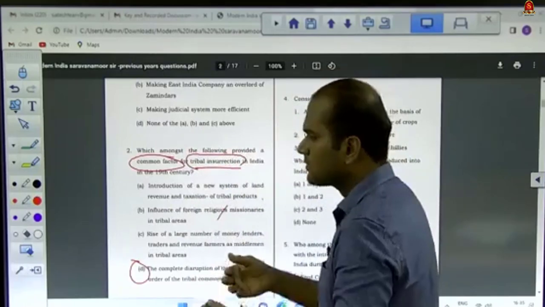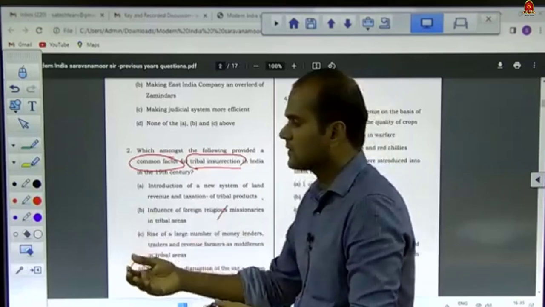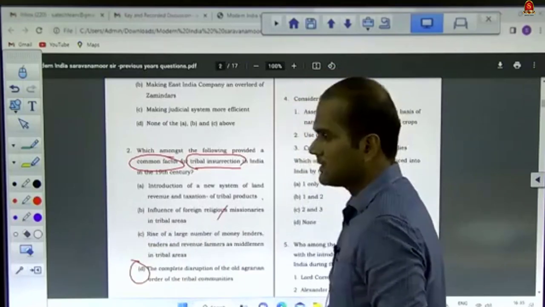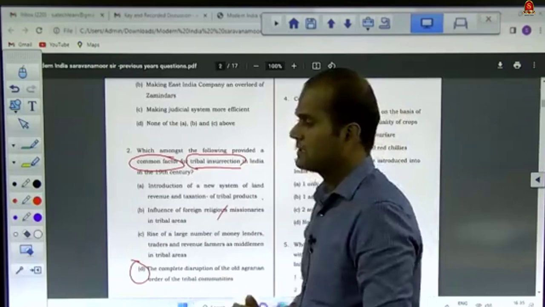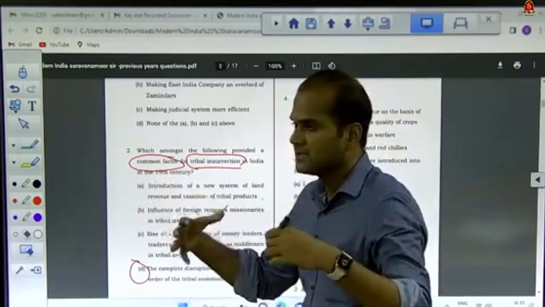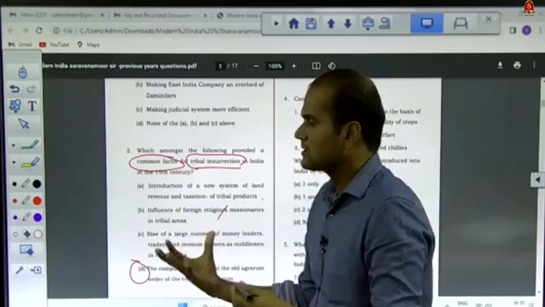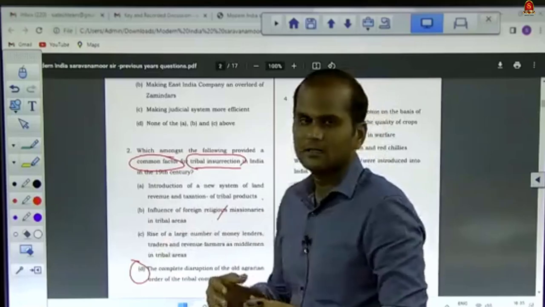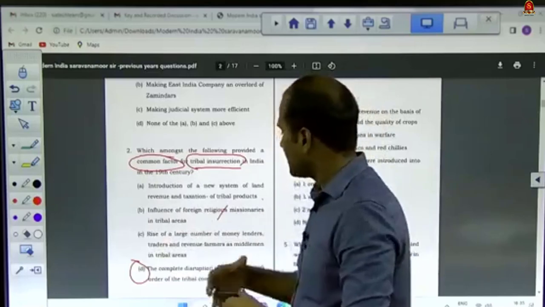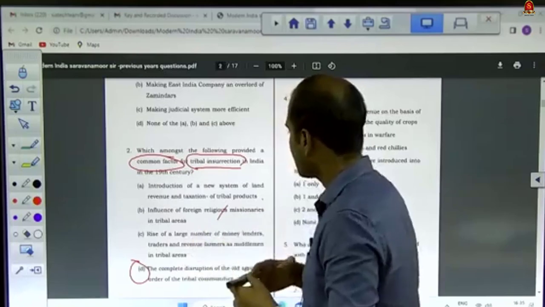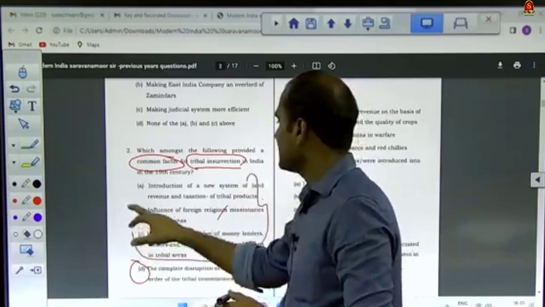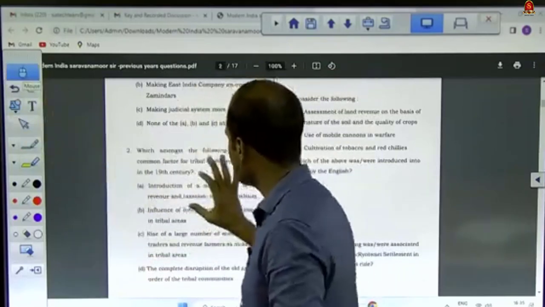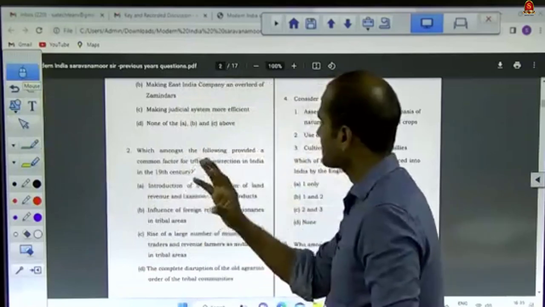Whether it's the Santhals or others, though we consider the cultural factor and moneylenders, they were alienated from hereditary land. The old agrarian order was destroyed and a new system was introduced. When the economy was disturbed, many tribal people started to revolt, especially against the Dikus, commonly called outsiders. These people were responsible. That's why all seem to be reasons, but the most probable common factor is this. So please understand the question.